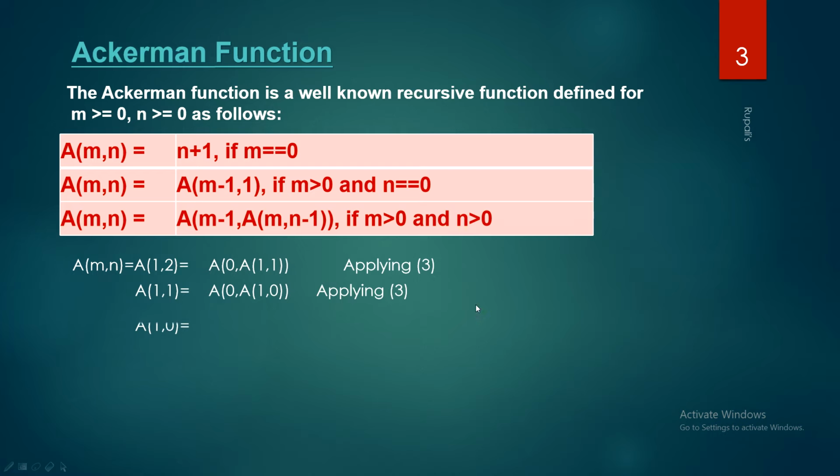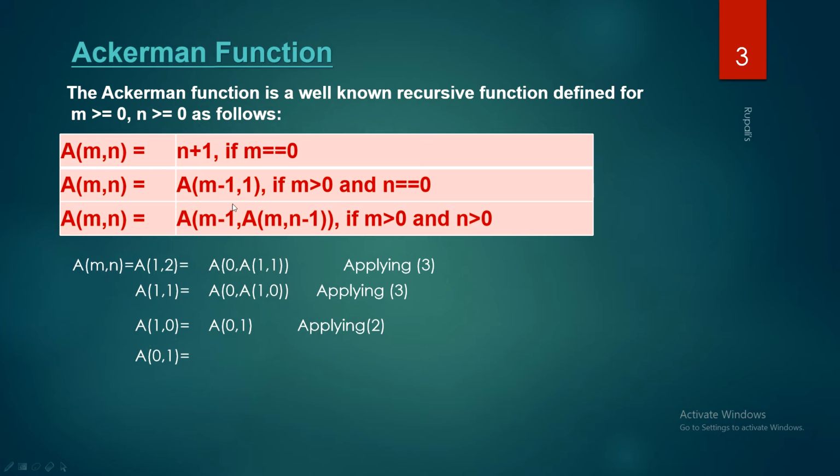Now A(1,0). What is A(1,0)? M is greater than 0 and n is 0, so we have to apply rule 2 here. When we apply rule 2, it becomes A(m minus 1, 1), so it is A(1 minus 1, 1), which is A(0,1). Now, what is A(0,1)? Here m equals 0, so you can apply rule 1.